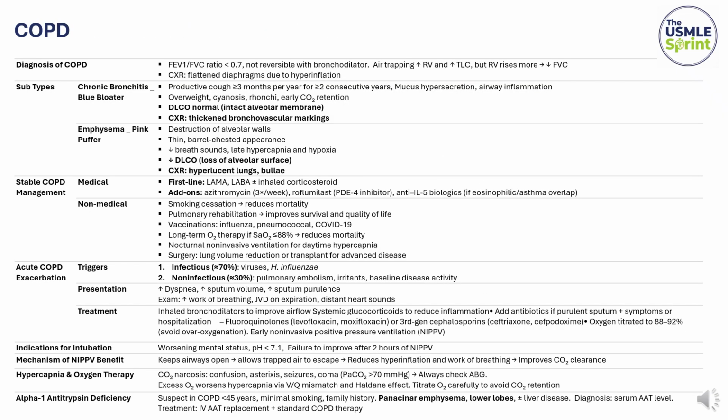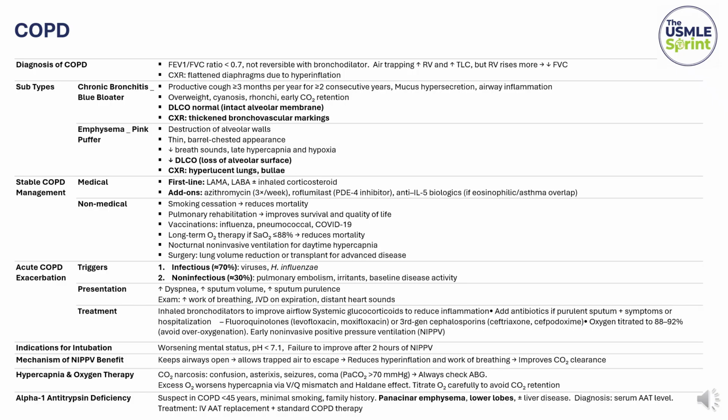Now let's talk about COPD. The diagnosis is defined by an FEV1 to FVC ratio below 0.7 that does not improve significantly after using a bronchodilator. Air trapping increases the residual volume and the total lung capacity, but the rise in residual volume is greater, so the FVC ends up reduced. On chest X-ray, you'll see flattened diaphragms due to hyperinflation.